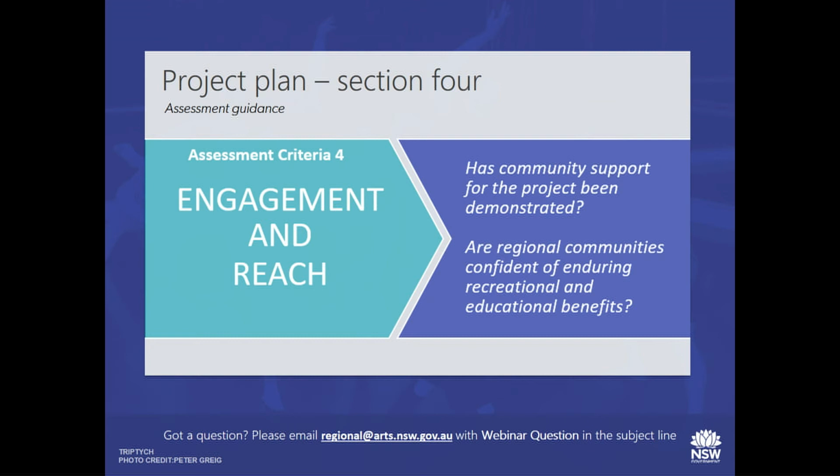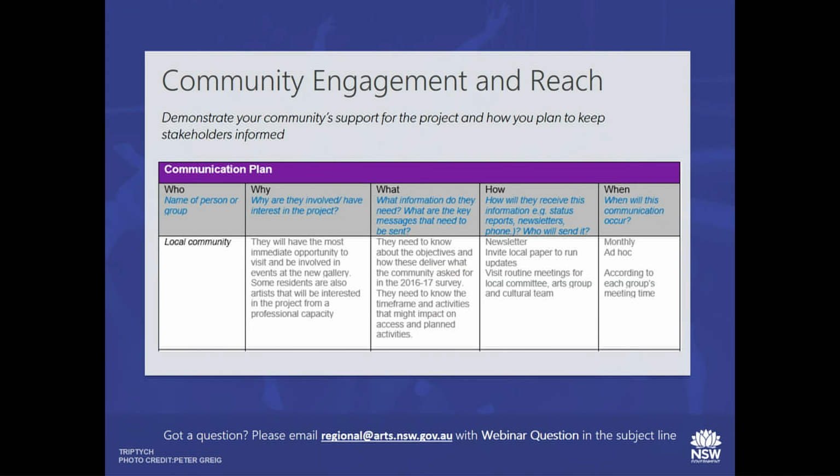There are two elements to engagement and reach. First of all, there's the community support for the project, and there's also the community engagement. Community engagement is essentially having the key stakeholders in your project identified and also how you're going to work with them. The key stakeholders don't have to be just members of your organisation. They could also be people who come into your organisation who you engage with on a regular basis. They could be politicians in your area. They could be other groups, other business groups, or something like that. Anyone in your community that you engage with a lot, you need to identify them and how you're going to keep them informed of the project.